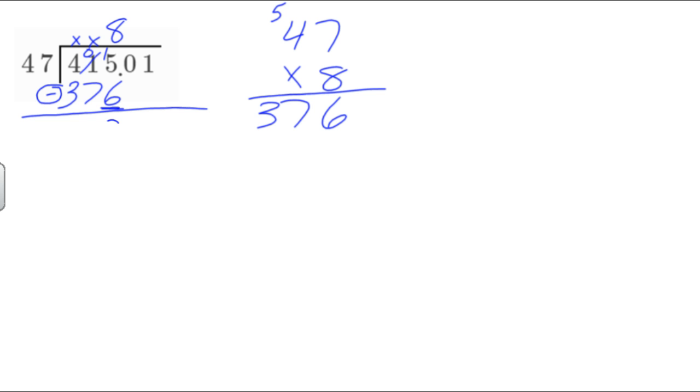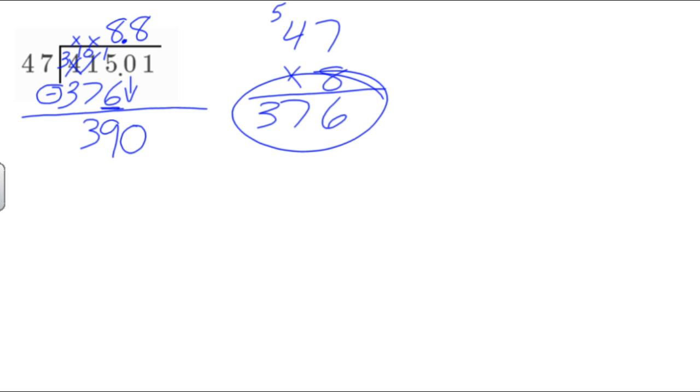15 minus 6 is 9. I can't take 7 from 0, so I have to borrow. 10 minus 7 is 3. 3 minus 3 is 0. My decimal point, I have to remember it stays in the same location. I'm just going to move it up. I bring down my next number. I have 390. Over here, I got 376.